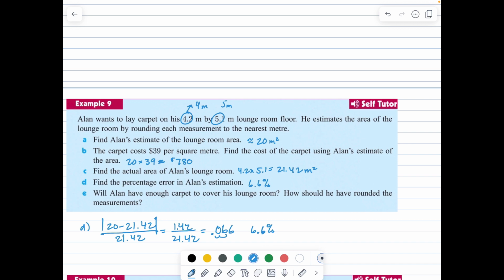Will Alan have enough carpet to cover his room? How should he have rounded his measurements? Well, I got ahead of ourselves by answering that question prior, but clearly when you're buying material, round up rather than down.